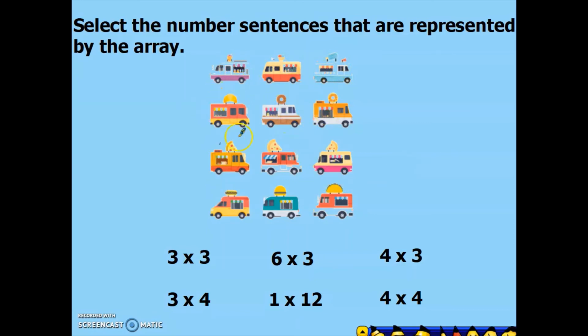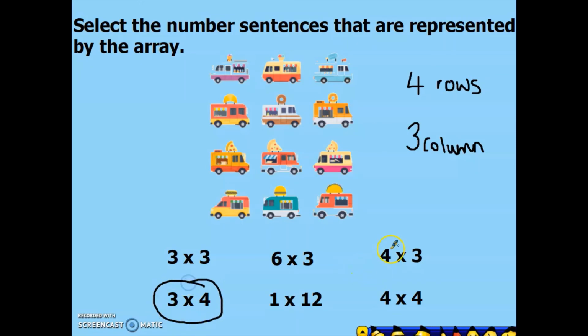And we've got 1, 2, 3, 4 rows and how many columns? 1, 2, 3 columns. So we know if we write it as a multiplication that we could have 3 times 4 or 4 times 3. Well done if you got that.